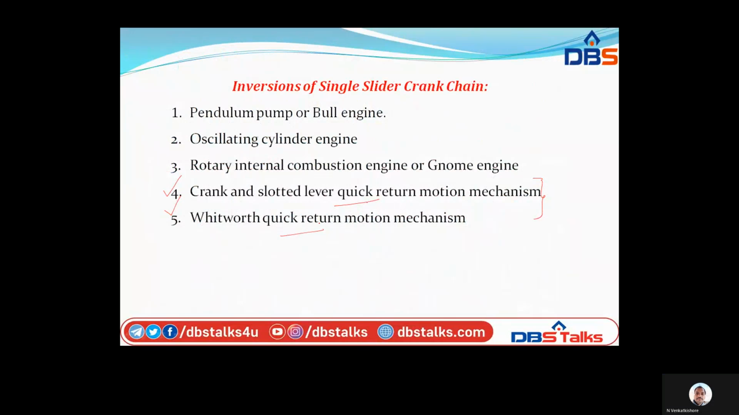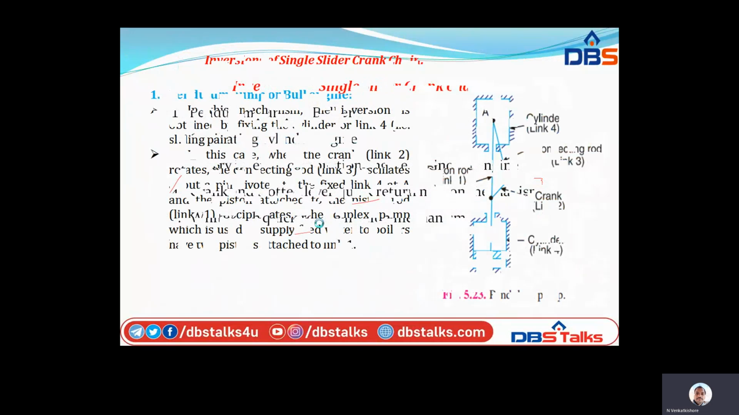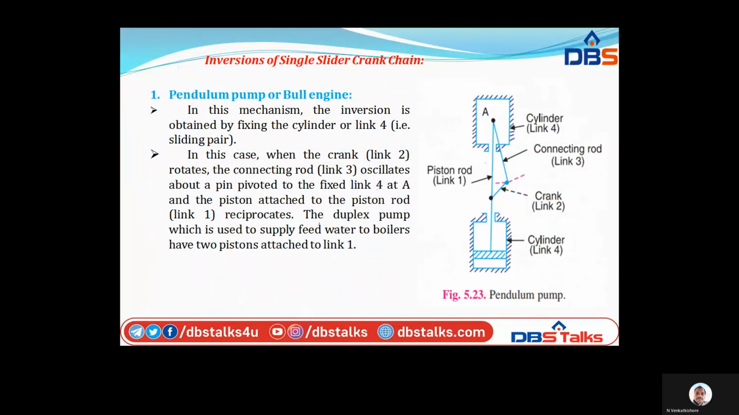Next, coming to the pendulum pump or bull engine. This is called the pendulum pump and bull engine. In this mechanism, the inversion is obtained by fixing link 4, the cylinder. So by fixing, how many cylinders are there? This is one cylinder and this is the other cylinder. We are fixing the elements. So in the diagram also, the cylinder or link 4 is fixed here and here.